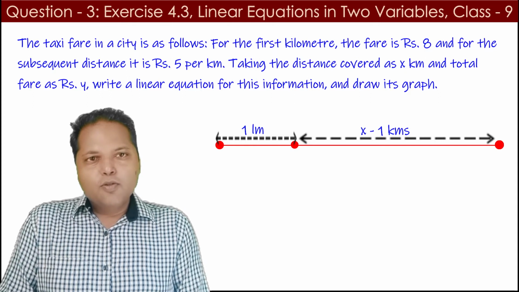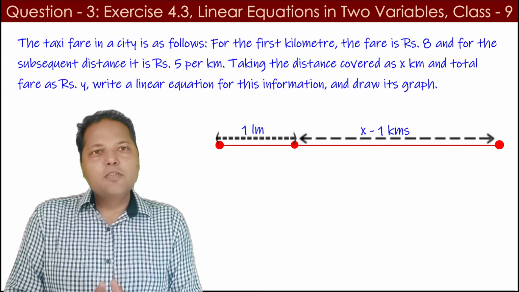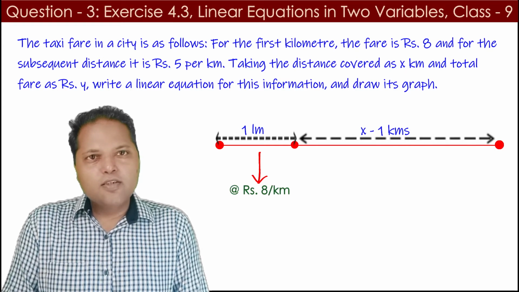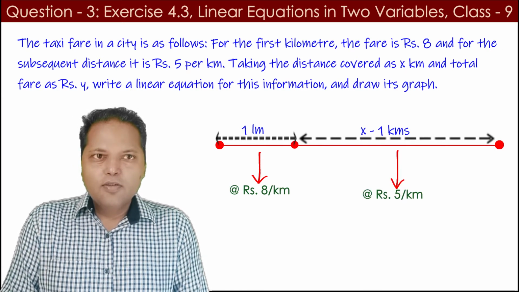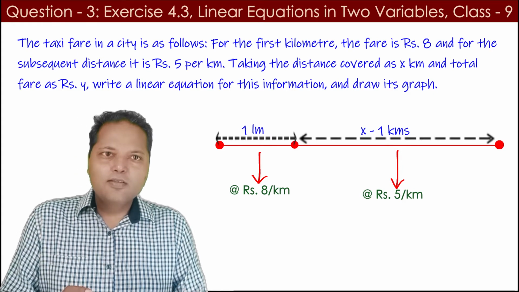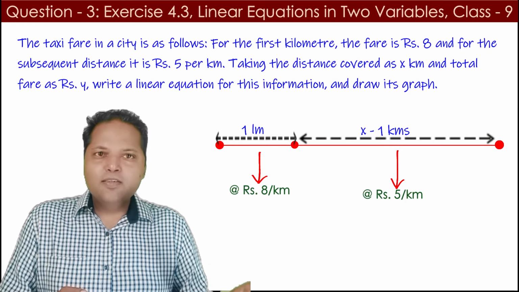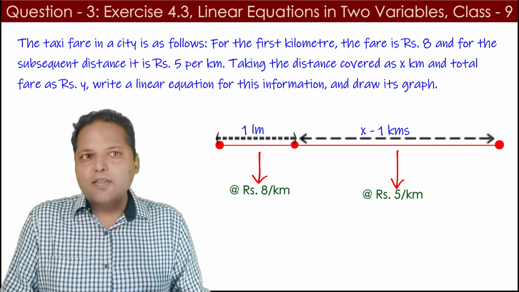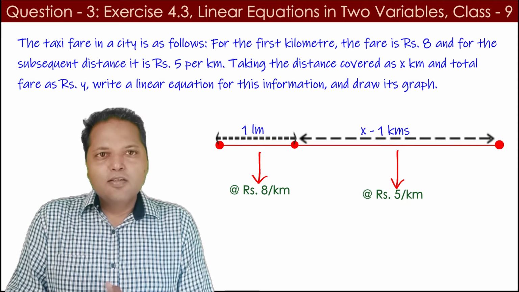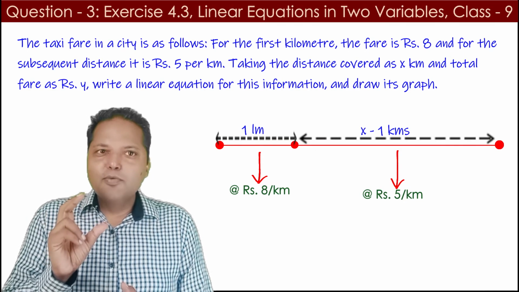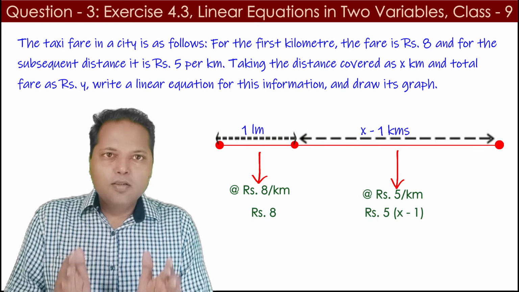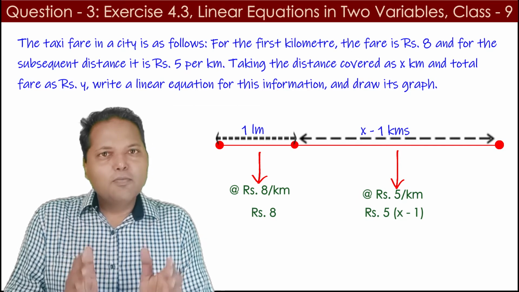Now, the question also says that the first kilometer will be charged at the rate of rupees 8 and the subsequent kilometers will be charged at the rate of rupees 5. So the total fare will be 8 plus 5 multiplied by the subsequent kilometers, and that is x minus 1. So the total fare which will be charged is, for the first kilometer it will be rupees 8, and for the subsequent kilometers, that is x minus 1, it will be 5 multiplied by x minus 1.